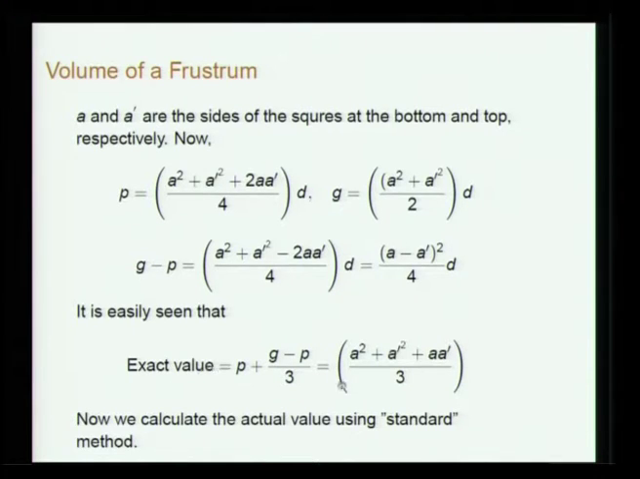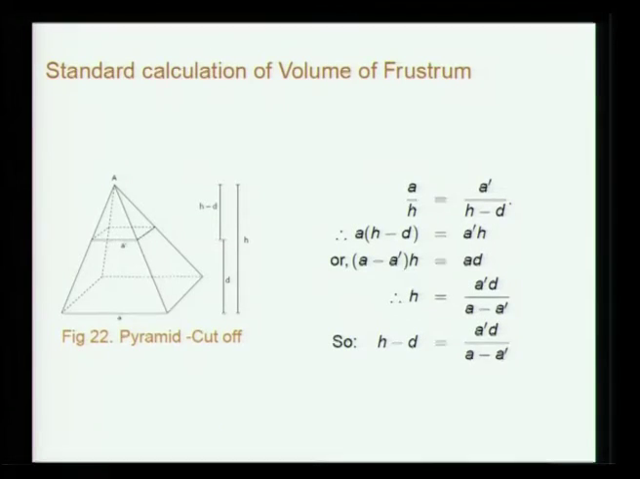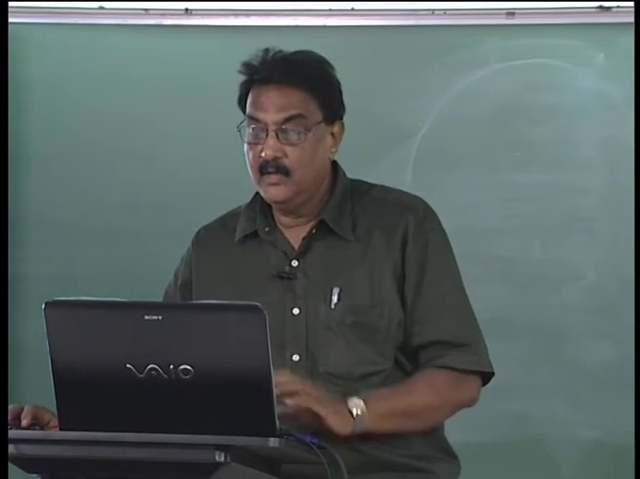One can show that the exact value is A squared plus A prime squared plus A prime by 3. Okay. So, now we can calculate the actual value using the standard method. These are stated results, he is not giving any proof. So, how do we get this?